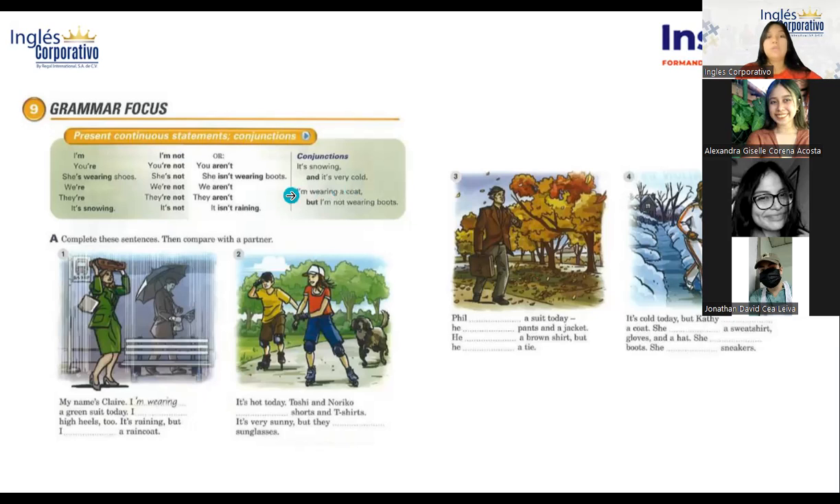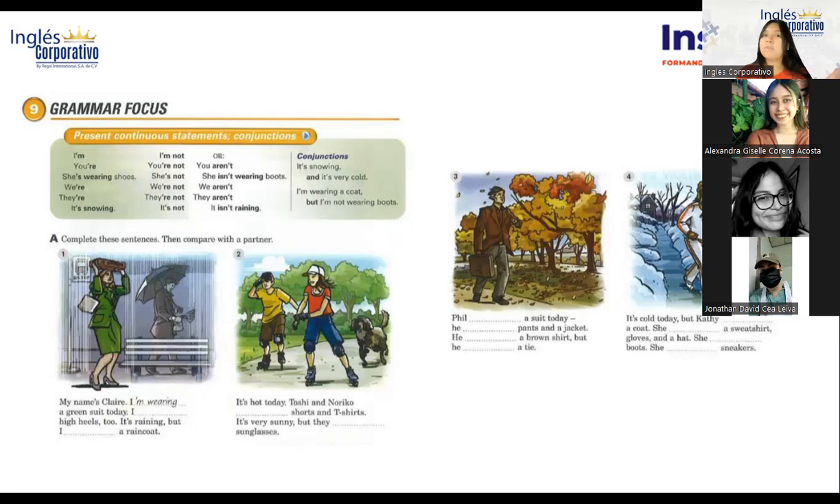So, number two. I am wearing a coat, but I'm not wearing boots. But means pero. So, but es una conjunción que nos ayuda a crear un contraste. Right? Contrastar una idea. And we say, I'm wearing a coat. Estoy utilizando un abrigo. Pero no estoy utilizando botas. Yes? So, tengo algo, pero no tengo lo otro. So, but means pero.